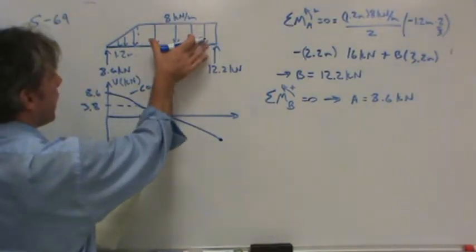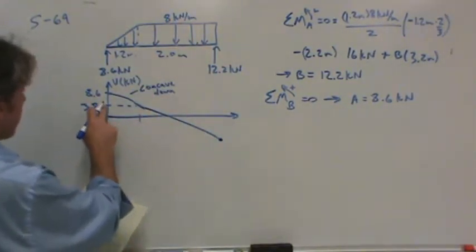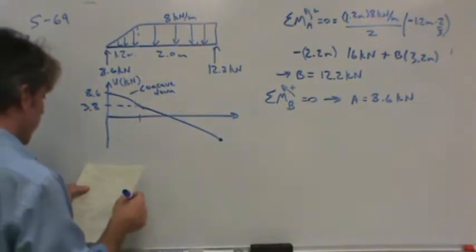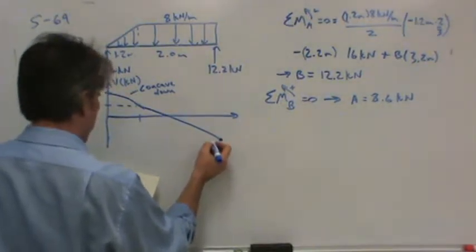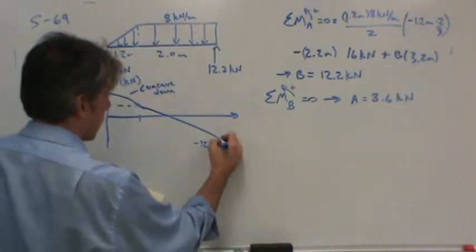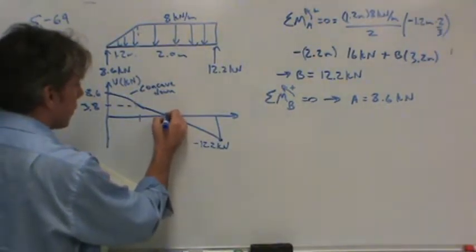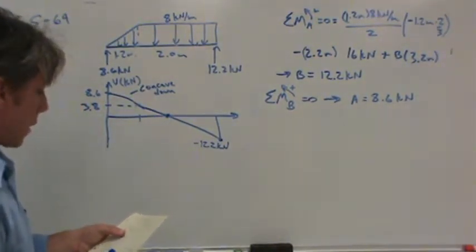Anyway, so this area is 8 times 2 is 16. So it comes down 16 from 3.8. When I did that, that came out to negative 12.2 kilonewtons, which is a good thing because the final load is 12.2 kilonewtons.